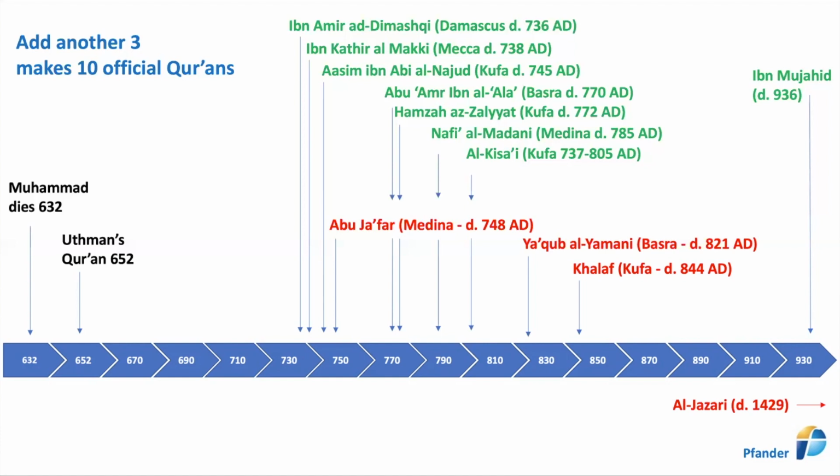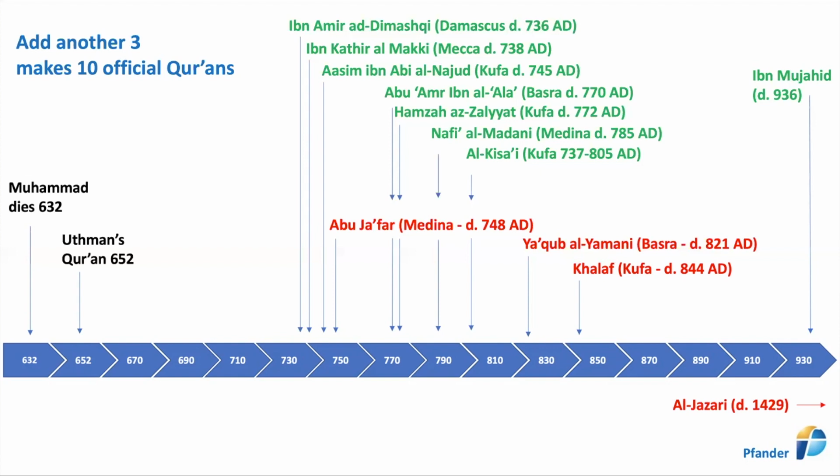Forget about the first one. Forget about the 7. Forget about the Quraishi one. Let's go to these 7 plus 3, which equal 10. And it's these 10 that Muslims are claiming are the creme de la creme, the best of all the reciters. Now look at their dates. 736, 738, 745, 770, 772, 785, 805, 748, 821, 844. Look at their dates, folks.